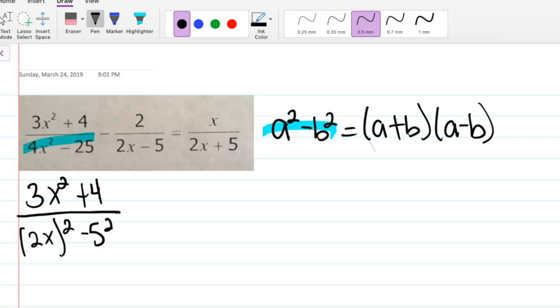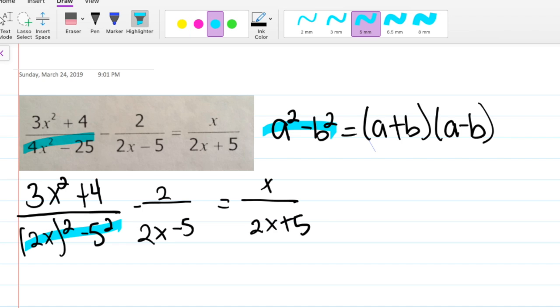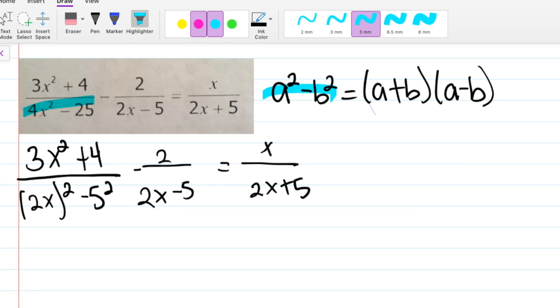Now the rest of the problem, we're going to write it down the exact same way as how it was given to us originally. x over 2x plus 5. Alright, so now that we have this part rewritten, we're going to rewrite it one more time. And this time we're going to rewrite it to look something like this part of the formula right over here, what I just highlighted in yellow.